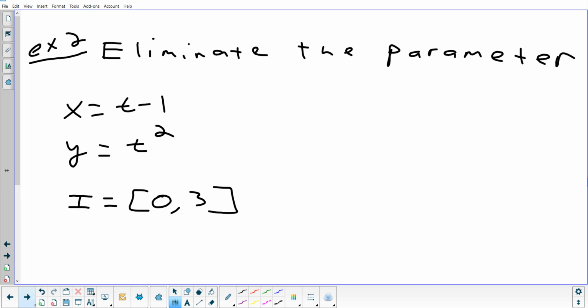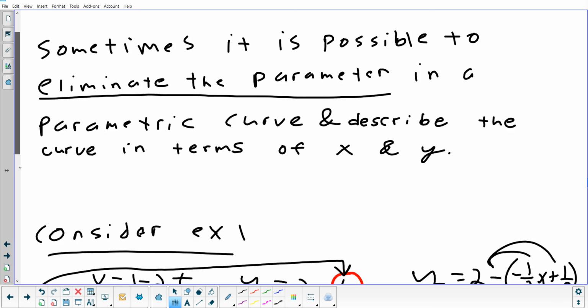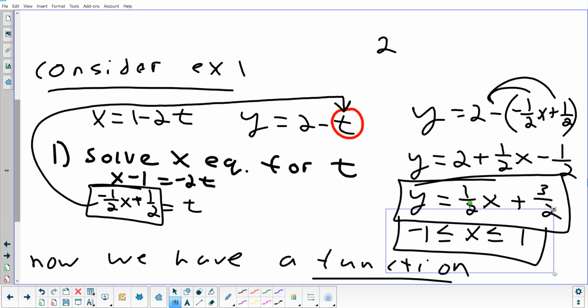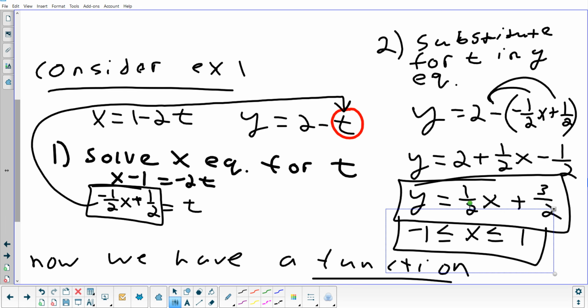Alright, let's try this one. Let's see if we can eliminate the parameter and remember to give me the restriction. So, to eliminate the parameter, let's go back because I don't think I really wrote down step 2. I said step 1, solve the x equation for t. Step 2, you want to substitute for t in the y equation. Okay, so that's your second step. So let's try these steps out.